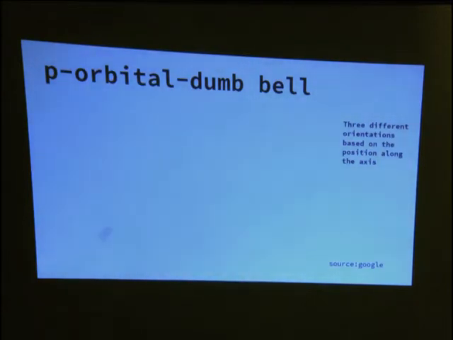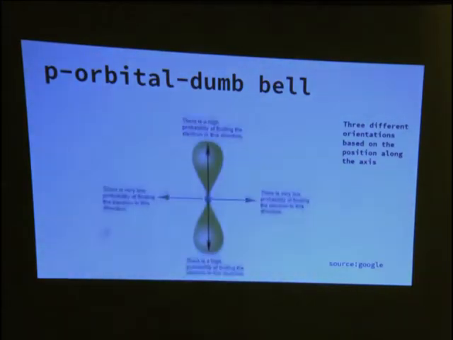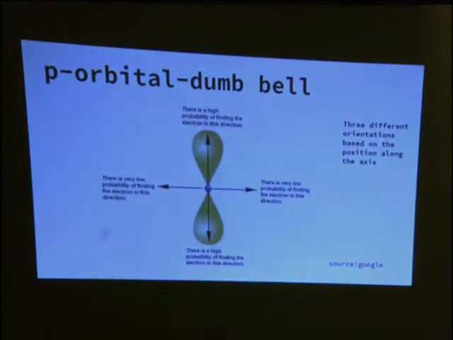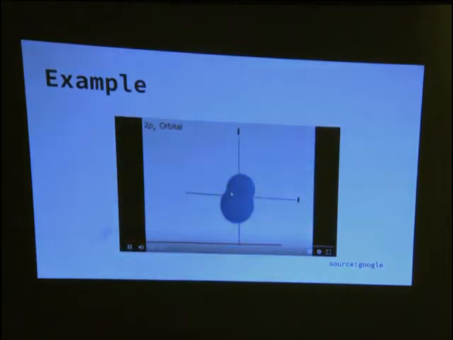Let's look into the p orbital. So, the p orbital has a dumbbell shape. There will be 3 different orientations of the p orbital depending on the position of the orbital along the axis. So, this is what the p orbital looks like here. The probability of finding electrons will be in this direction as well as in this direction. So, let us look into examples here.